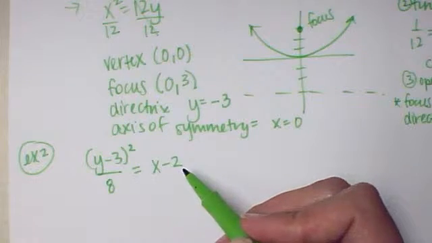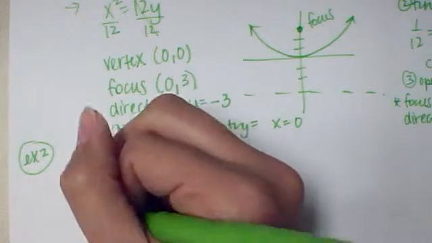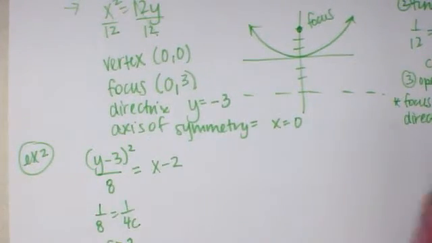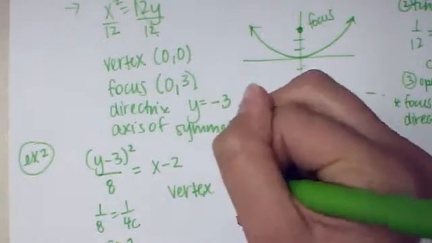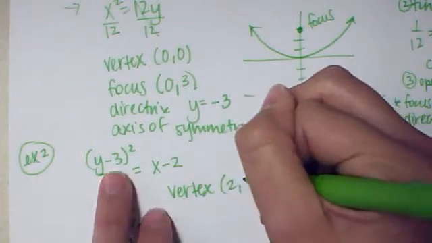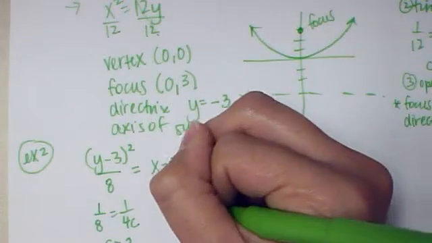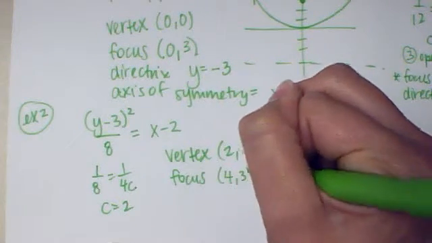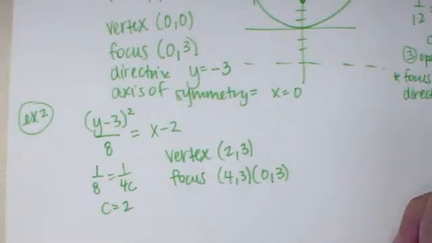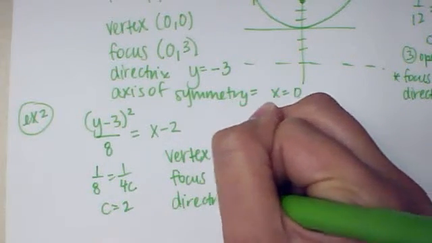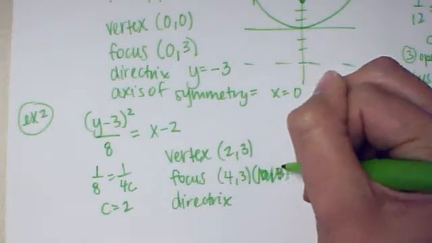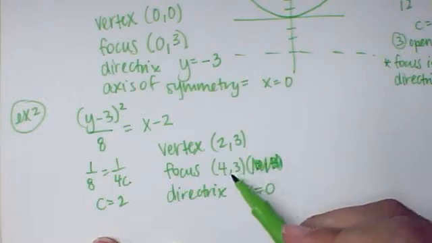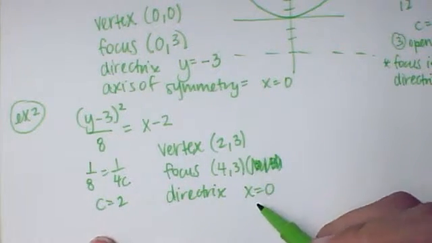So what I want to do here next is set this stuff right here, which is 1 over 8, equal to 1 over 4 times c. So we know that our c is equal to 2. We know that our vertex comes from our (h, k). h is 2, k is 3. Remember, I do opposite signs. My focus then changes in my x value, and so 2 away would be (4, 3), and (0, 3). I'm going to add and subtract. My directrix would be in the opposite direction, so that would be x equals 0. Remember, when I say focus, there should just be one. So focus is in the positive direction, directrix is in the negative direction.